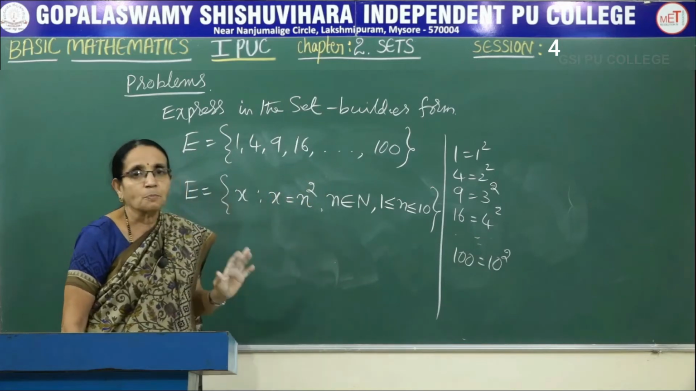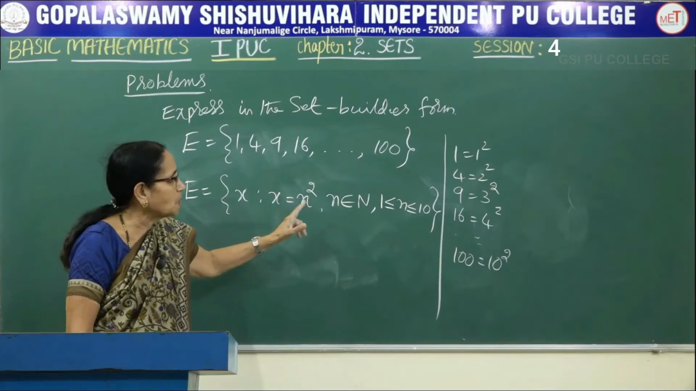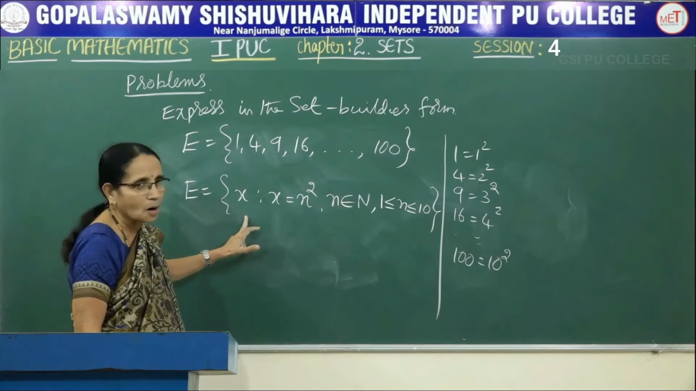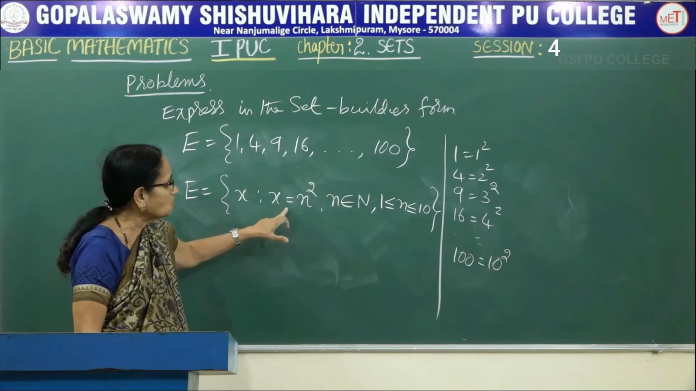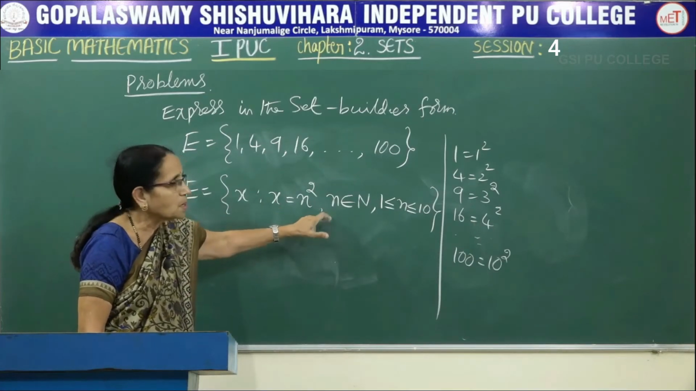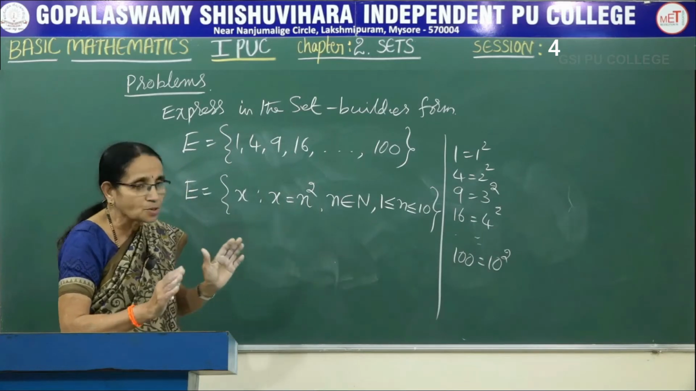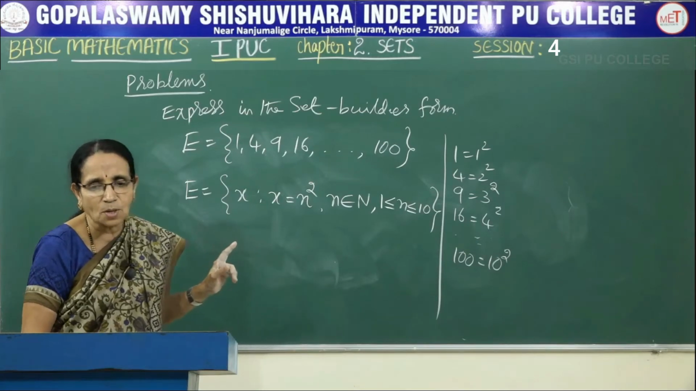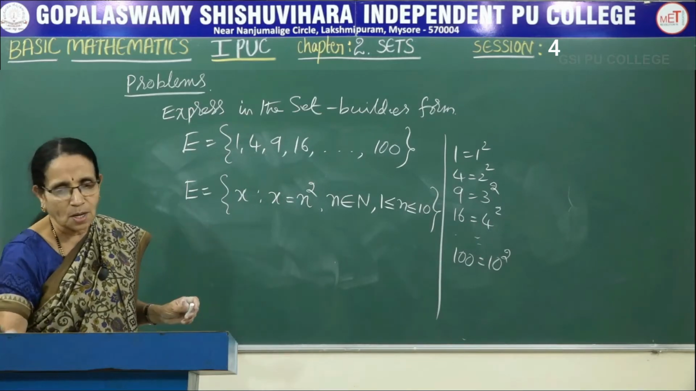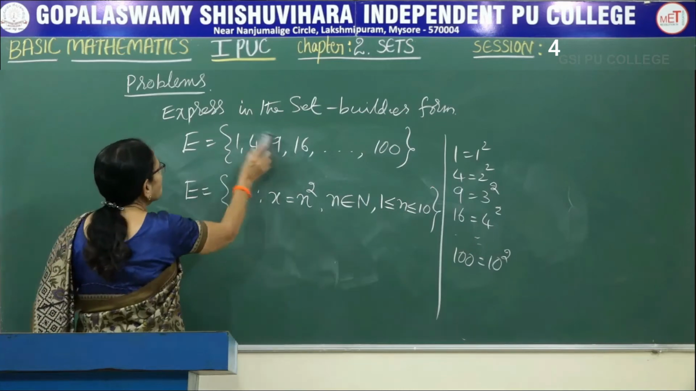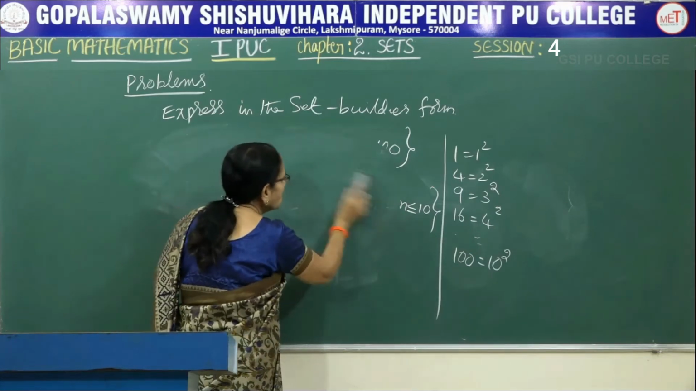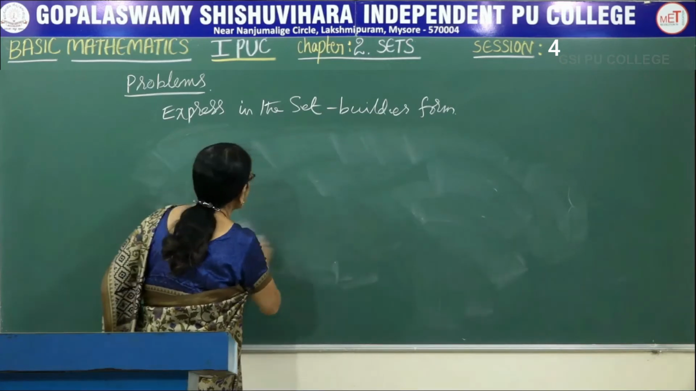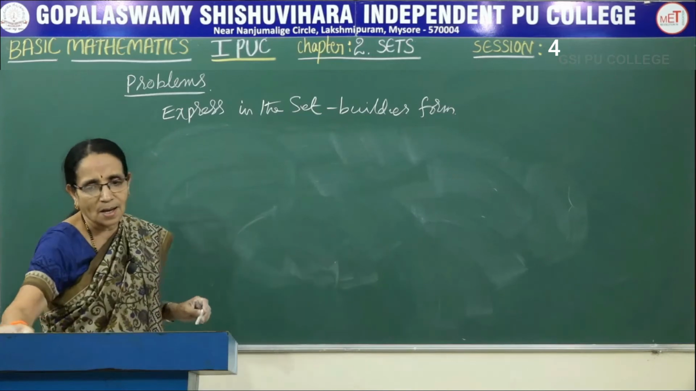So all of them are perfect squares, but the first number being 1, the last number being 10. So this is how you have to write. It contains all x such that x is equal to n square. And what is n? It's a natural number. And what are the restrictions for the number n? It is between 1 and 10. 1 is also included and 10 is also included. So this is how you have to write the rule, or the set builder form. The rule method I am using is the rule of the property satisfied by all the elements.